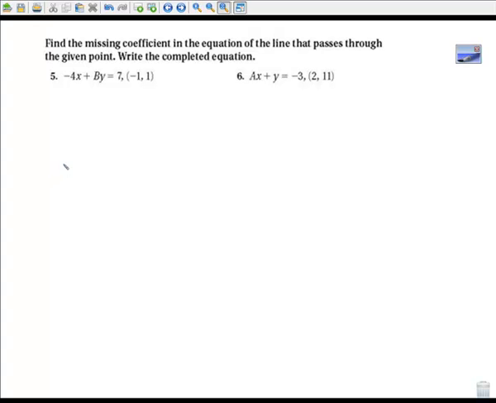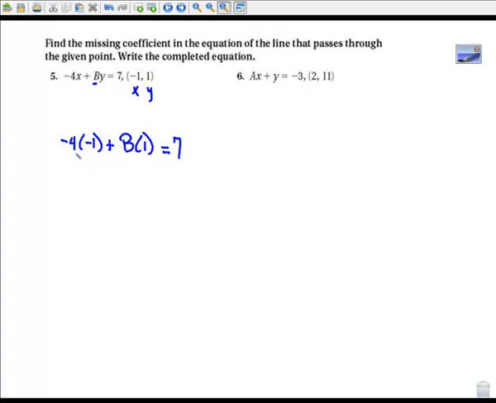Okay. Now we're going to have to find the missing coefficient in the equation of the line that passes through the given point. So in this particular case, we're looking for the b value. Well, lucky us, here's an x, here's a y. They give us the a and they give us the c. So we just plug in what we know and figure out what we need to know. So I will go -4 times the x is -1 plus, I do not know b, but y is +1 equals 7. So the only variable I have left is b.